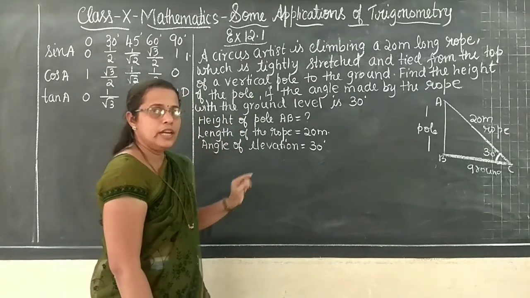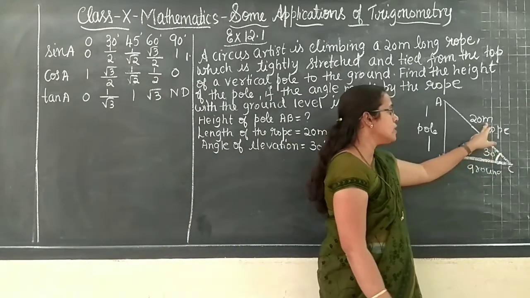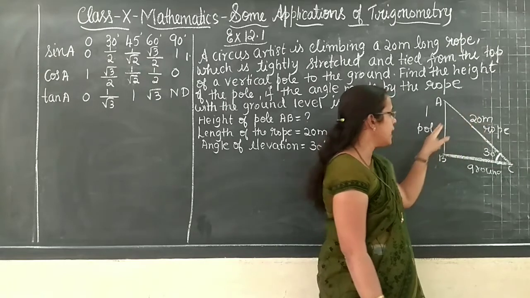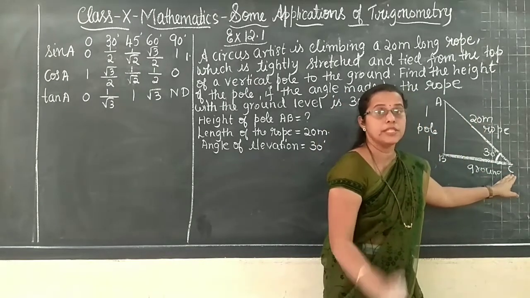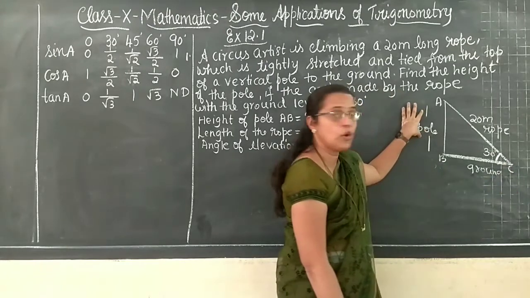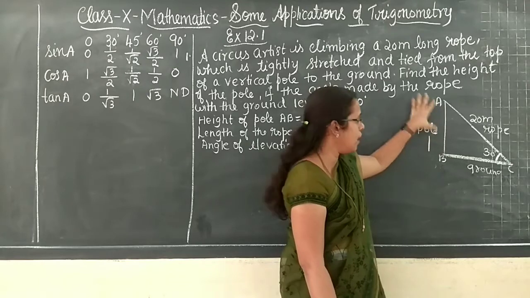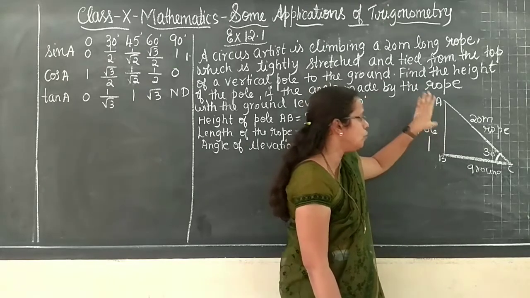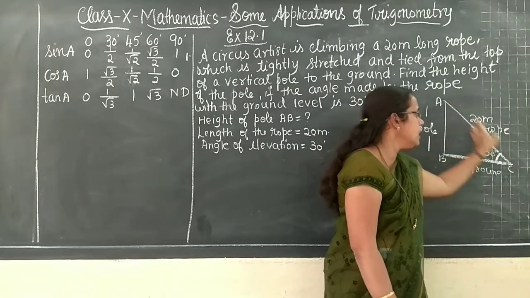So children, if it is 30 degree, one angle you know, any one side you know, another side you have to find out. I didn't ask the distance from ear to ear; they asked what is the height of the pole. AB length, the pole height, you have to find out. What is given? 20 meter is given.